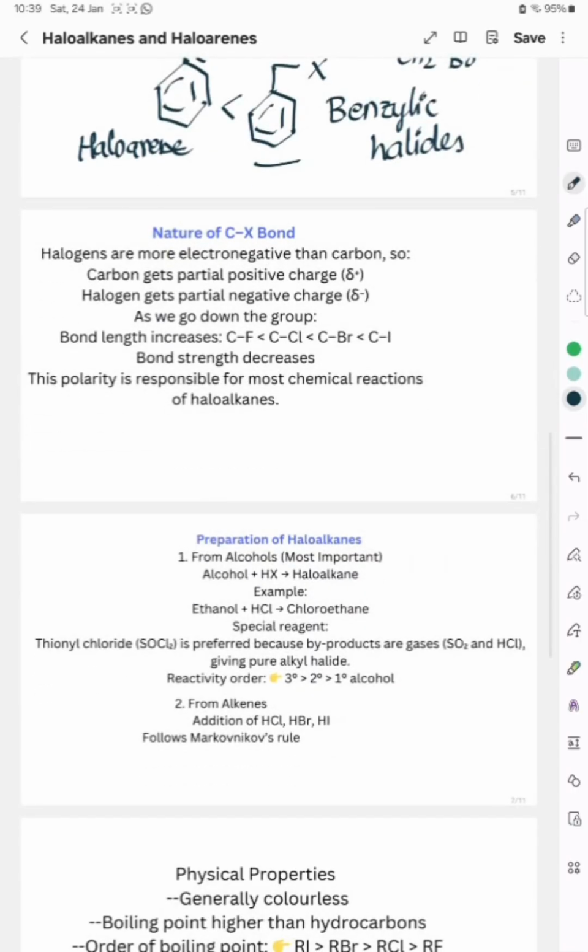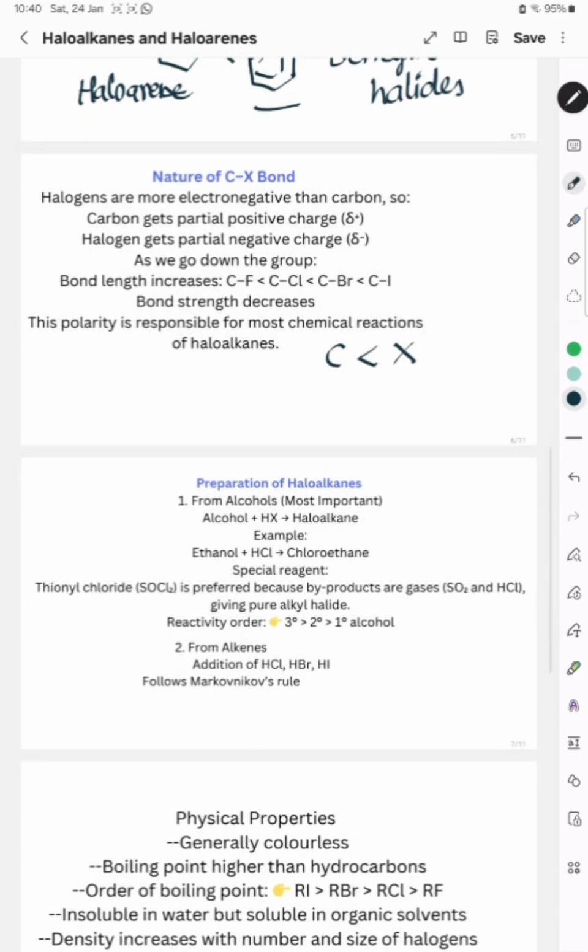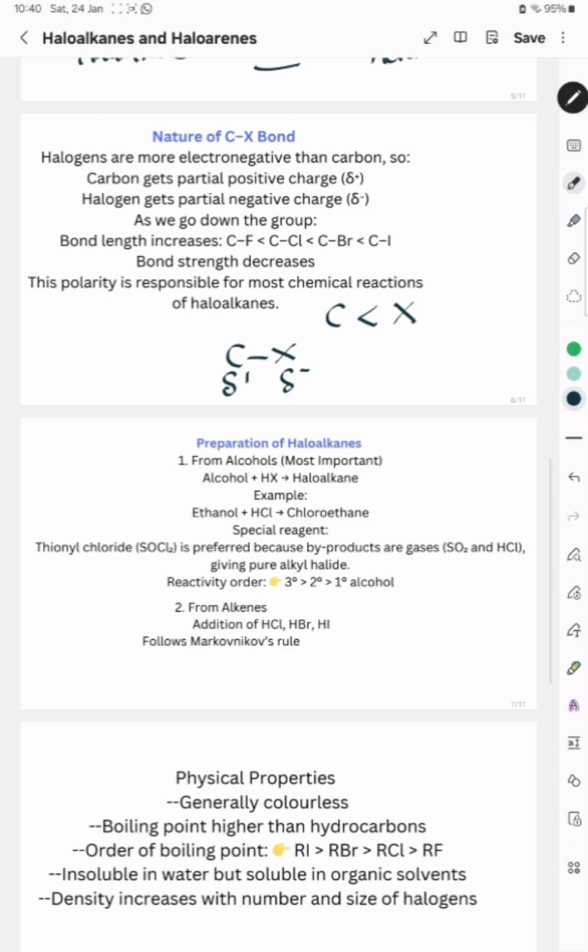Now let's go to nature of CX bond. Coming to the nature, this nature of the bond depends upon the electronegativity character. The carbon is less electronegative than any other halogens. So due to the more electronegativity character of the halogen, it gets partially negative character, and carbon gets partially positive character.